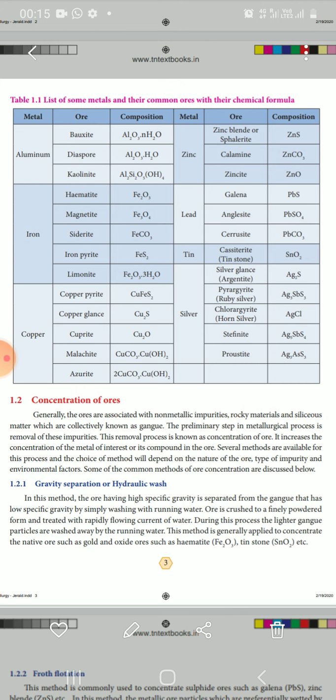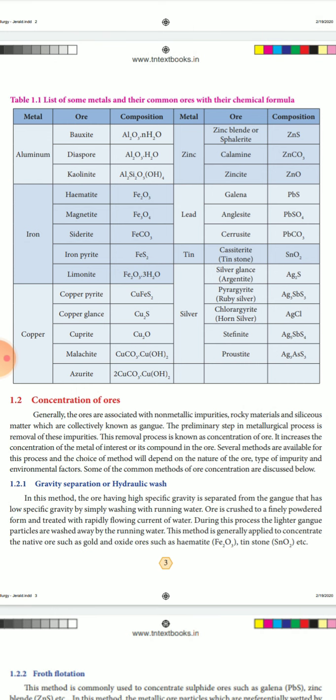Then silver ores: silver glance, ruby silver, horn silver, and stephanite, proustite. This is the silver ores.